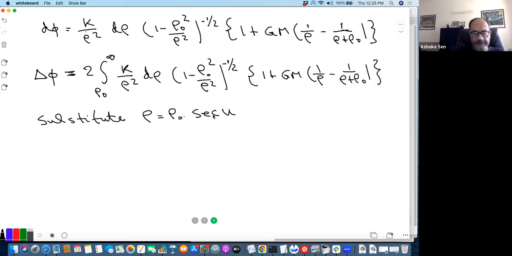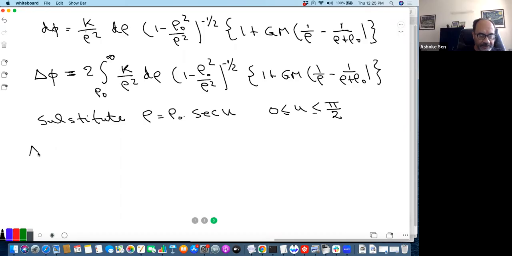Why sec? Because rho is always larger than rho 0, right? And the sec is a function that's always larger than 1. So u here will go from, so rho starts from rho 0, so u goes from 0 to pi by 2. At u equal to pi by 2, sec pi by 2 is 1 over cos pi by 2, that's infinite. So you can just take u from 0 to pi by 2.